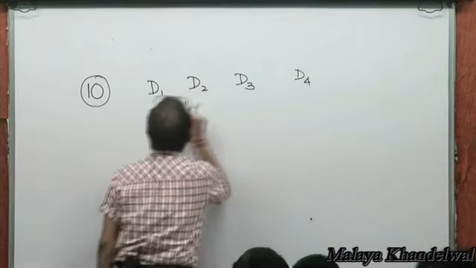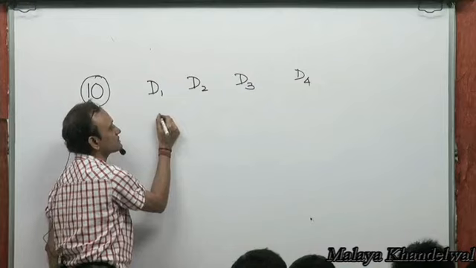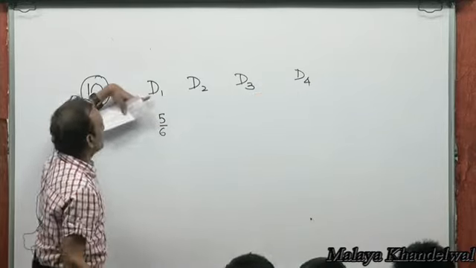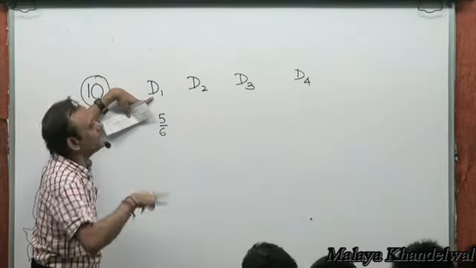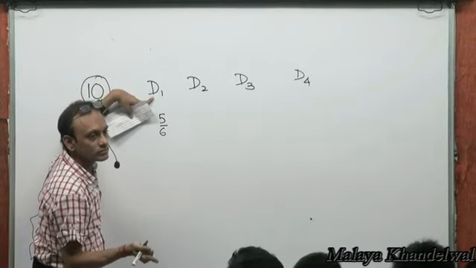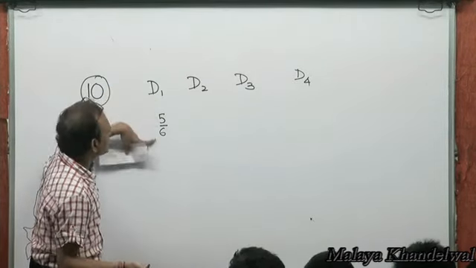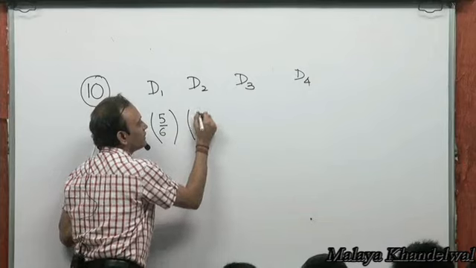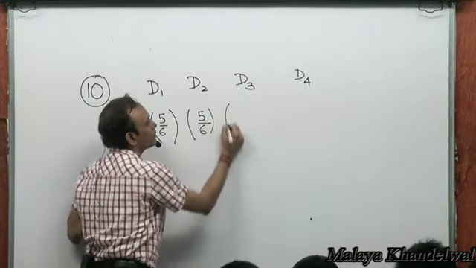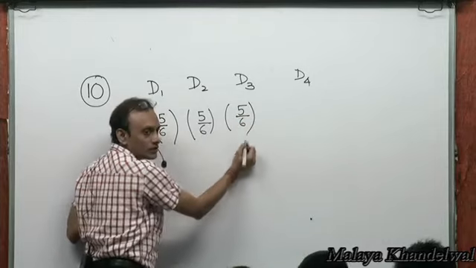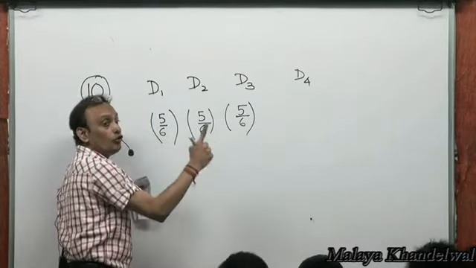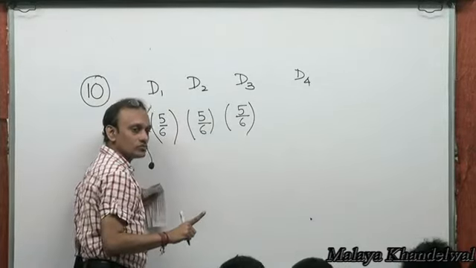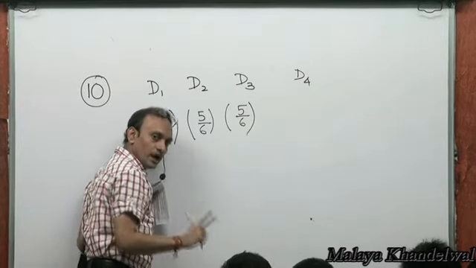The probability that D4 does not have anything in common with D1 is 5 by 6. Because if a certain number appears here, then there will be only 5 favorable cases for D1 such that D1 and D4 have nothing in common. Yes or no? So 5 by 6 is the probability that D1 and D4 have nothing in common. 5 by 6 is the probability that D2 and D4 have nothing in common. 5 by 6 is the probability that D3 and D4 have nothing in common. So this is the probability that D4 has nothing in common with D1 and D2 and D3. Clear?